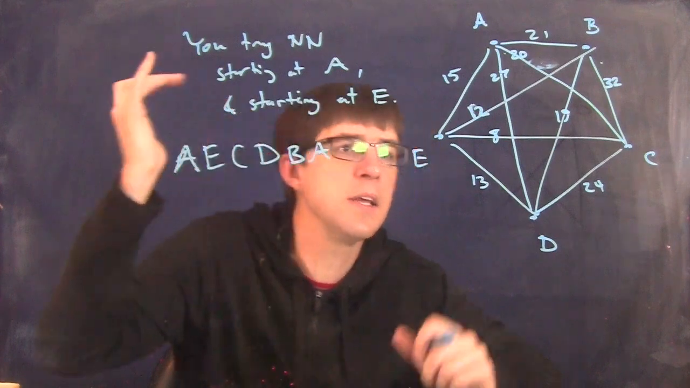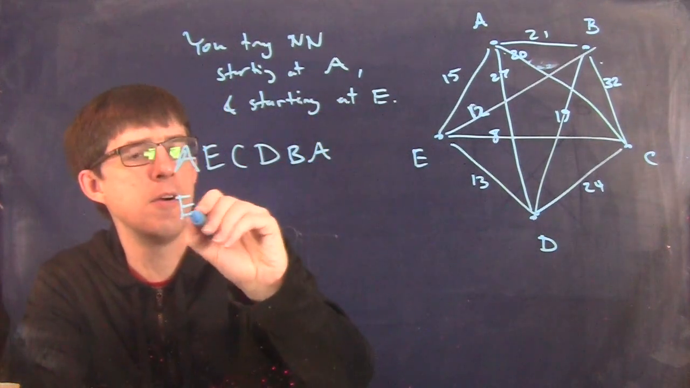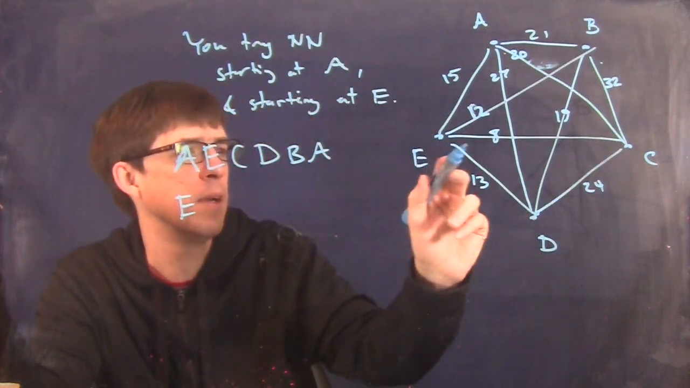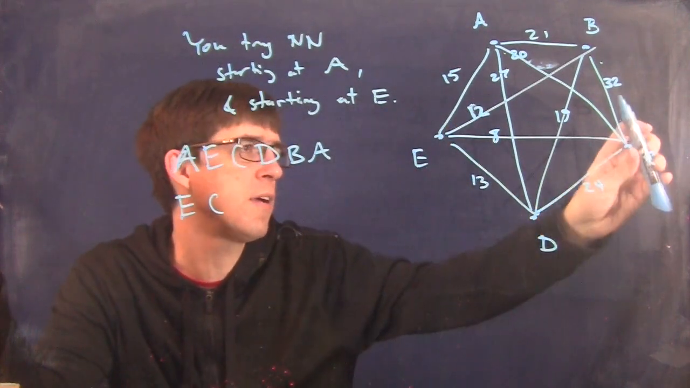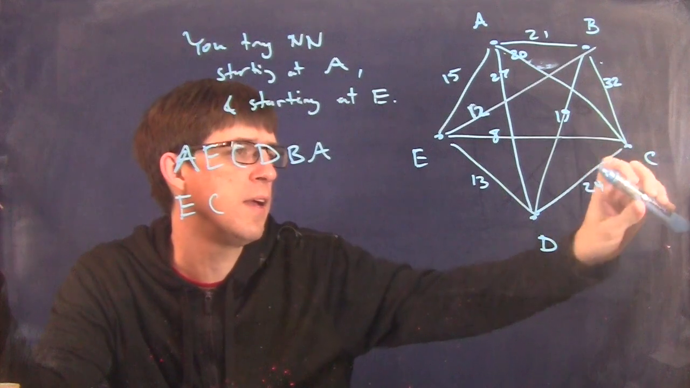What about starting at E? Okay, if I start at E, I gotta go E to C, which would be the 8, right? That's the best option from E. Now from C, I can go 32, 20, can't do the 8, or 24.